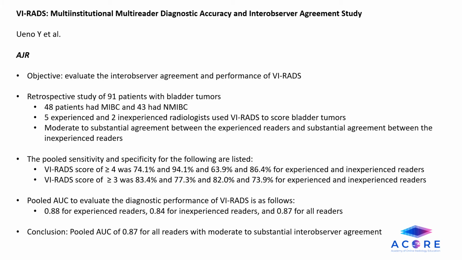The objective of this retrospective study was to evaluate the inter-observer agreement and performance of VI-RADS in 91 patients with bladder tumors. After a training session, 5 experienced and 2 inexperienced radiologists used VI-RADS to score bladder tumors. 48 patients had muscle-invasive bladder cancer, while 43 had non-muscle invasive bladder cancer. There was moderate to substantial agreement between experienced readers and substantial agreement between inexperienced readers. In conclusion, the authors observed a pooled AUC of 0.87 for all readers with moderate to substantial inter-observer agreement.